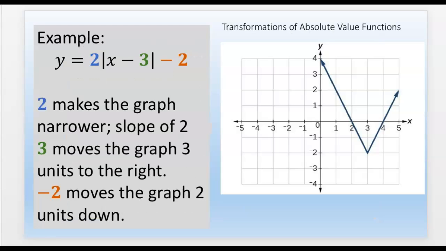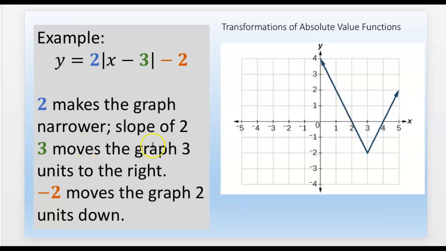As an example, this says 2 in the front here. That's the a. Inside the absolute value symbol is x minus 3, and outside it says minus 2. Let's look at each one. The 2 makes the graph narrower. It goes up twice as fast. So instead of up 1 over 1, it goes up 2 over 1. It has a slope of 2 instead of 1.